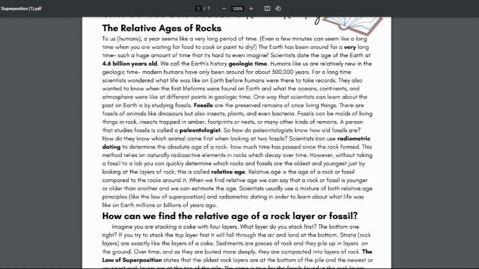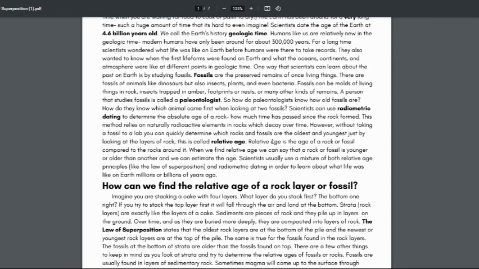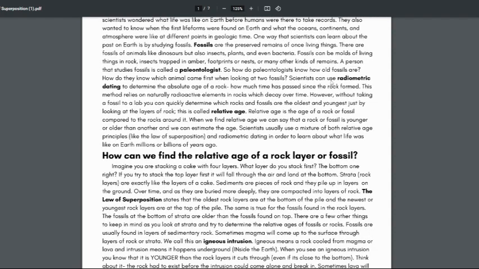So, how do paleontologists know how old fossils are? How do they know which animal came first when looking at two fossils? Scientists can use radiometric dating to determine the absolute age of a rock, how much time has passed since the rock formed. This method relies on naturally radioactive elements in rocks which decay over time. However, without taking a fossil to a lab, you can quickly determine which rocks and fossils are the oldest and youngest just by looking at the layers of rock.